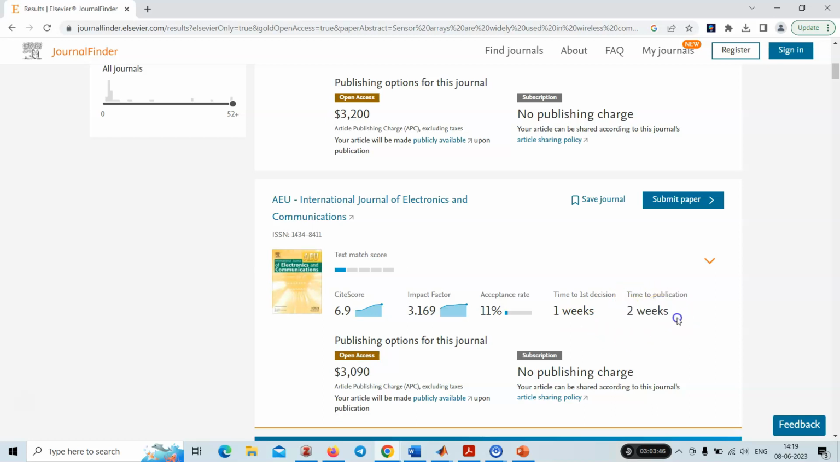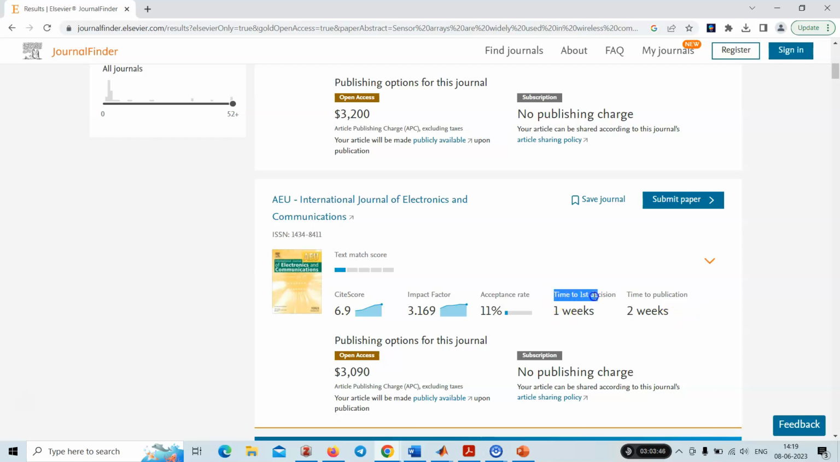Generally, it will be 2 or 3 weeks or even 1 week. That is not a big matter. Once your paper is accepted, these kinds of leading journals will always publish it within 1 or 2 weeks. So this time to publication is the time they take to publish it in the final form after it has been accepted. So that should not bother you much.